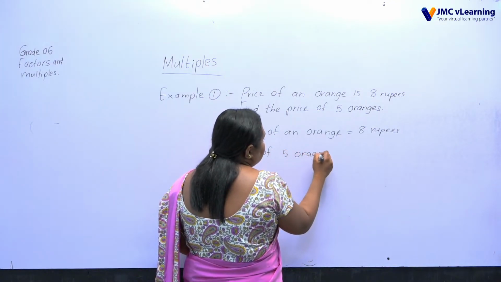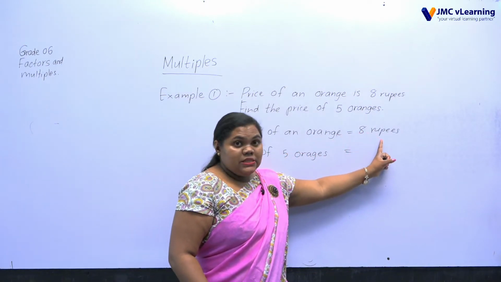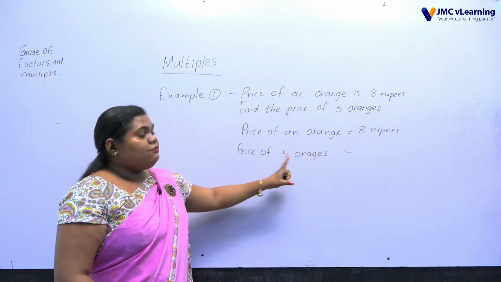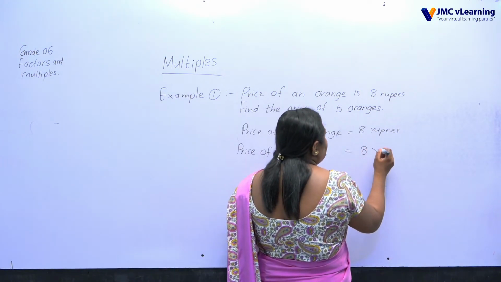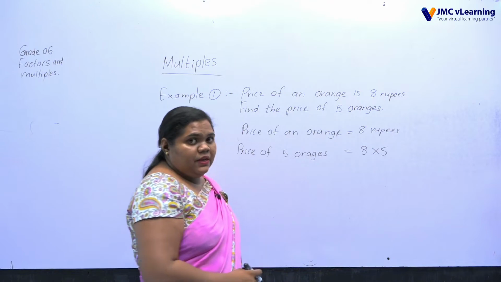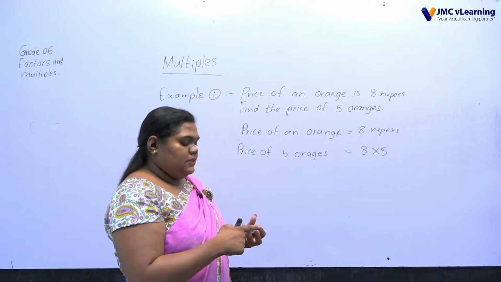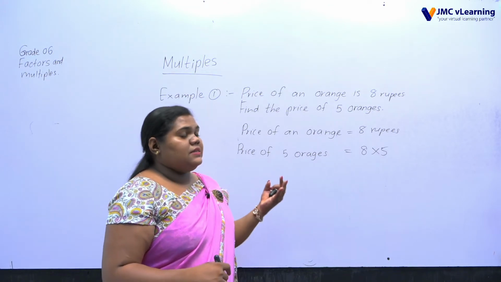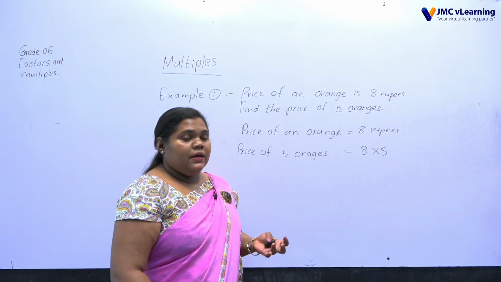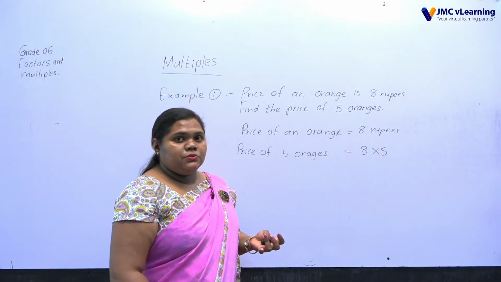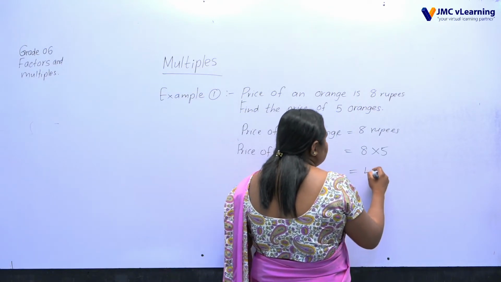So what do we need to do? Now the price of an orange is 8 rupees. Price of 5 oranges, how can we find it? You want to multiply this 8 by 5. 8 times 5. 8 times 1, 8. 8 times 2, 16. 8 times 3, 24. 8 times 4, 32. 8 times 5 means 40. So what is the answer?